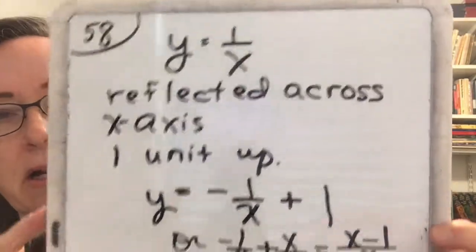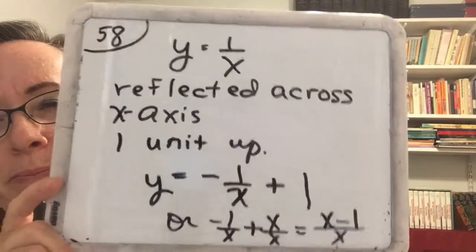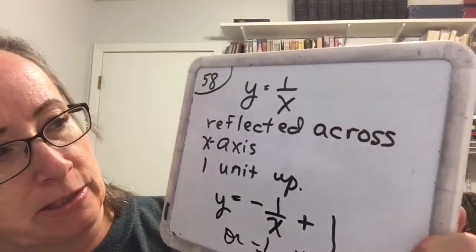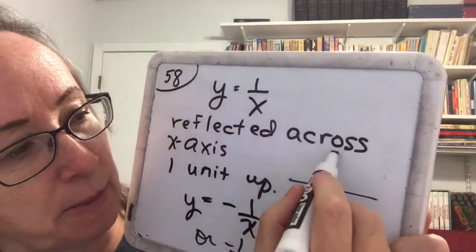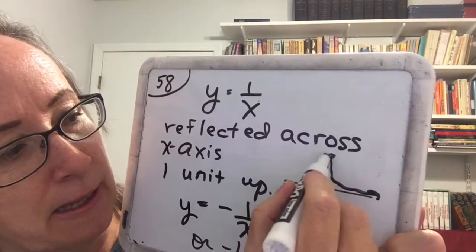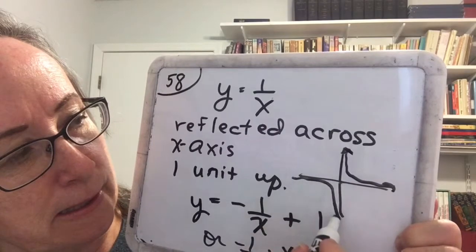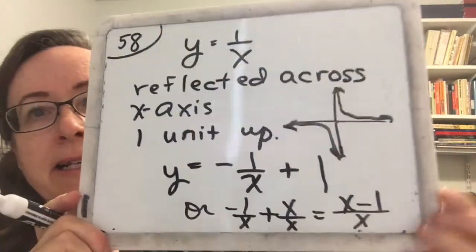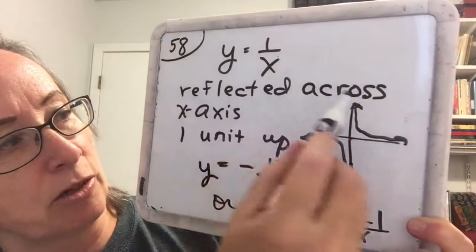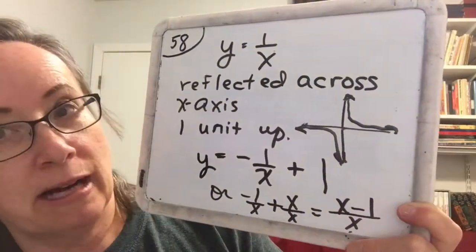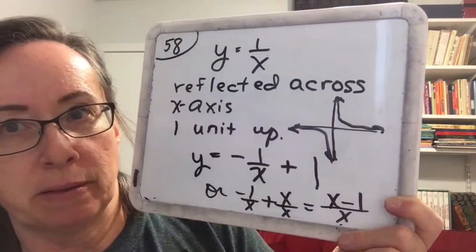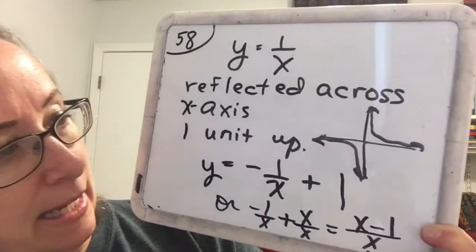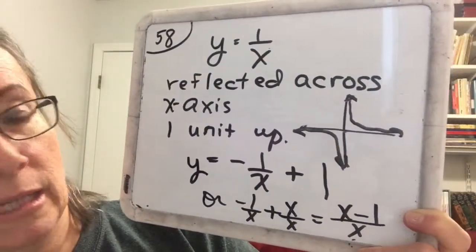Number 58 is a little different because it's one of our graphs that I told you to memorize the shape of. Let's graph the parent function again, just so that you remember this one. It's going to be like this and like this. Now it says the new graph is going to be reflected across the x-axis. Across the x-axis would bring this one flipped down, and this one flipped up. So it's going to totally change the look of that. And then it's going to be moved 1 unit up.